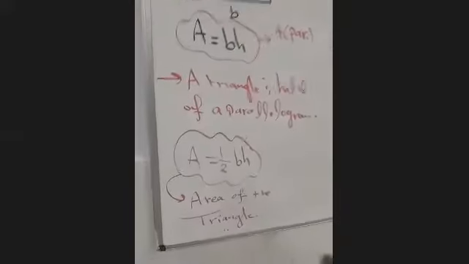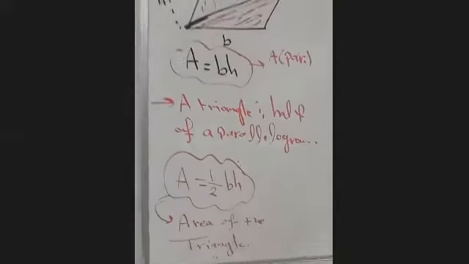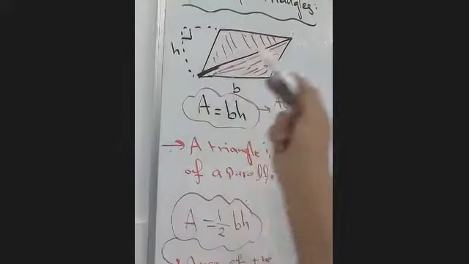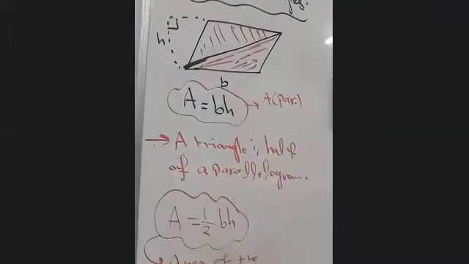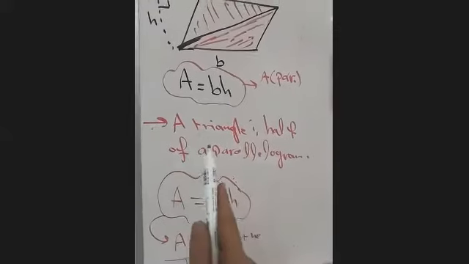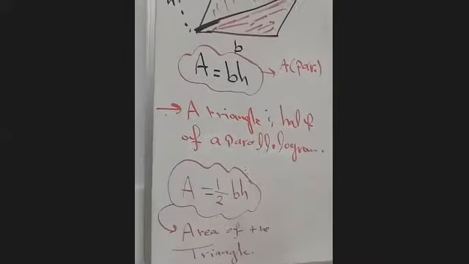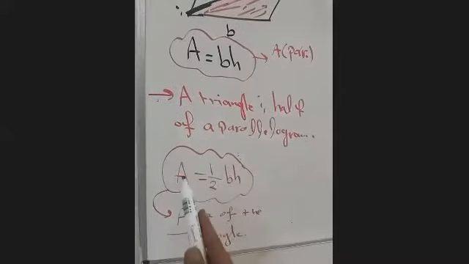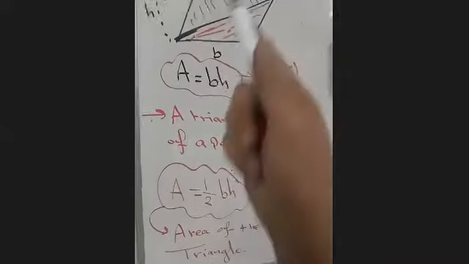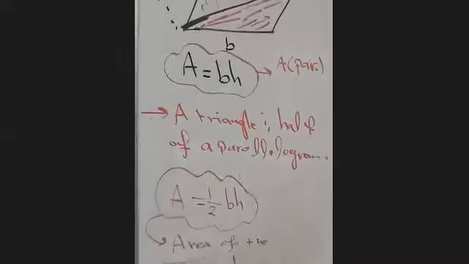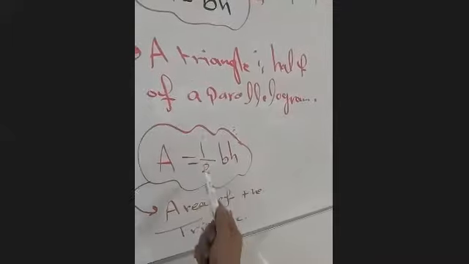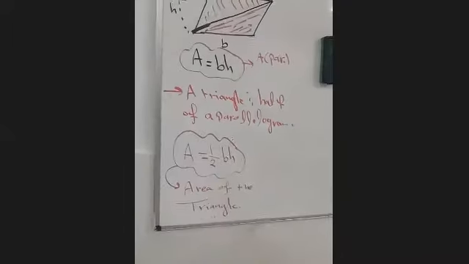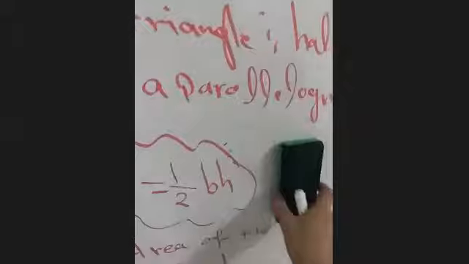Again, look here to understand where we get the area of the triangle. If you make a diagonal in the parallelogram, it is split into two congruent triangles. This means the triangle is half of a parallelogram, so the area of the triangle is half of the area of the parallelogram. But the area of the parallelogram is BH, so the area of the triangle is half BH.